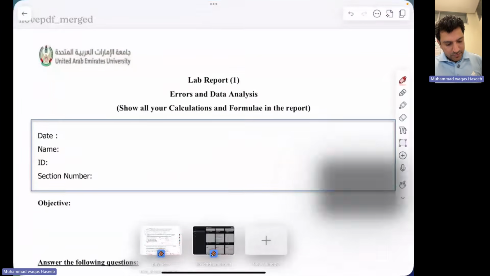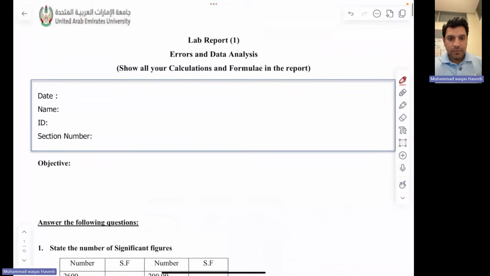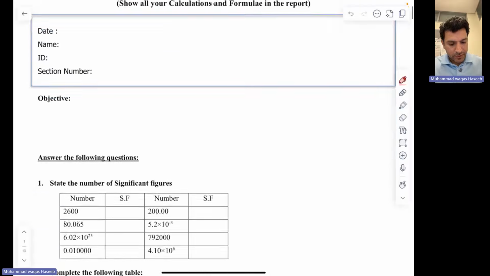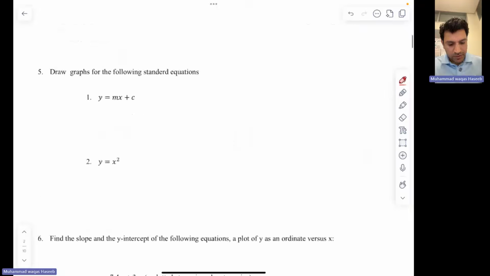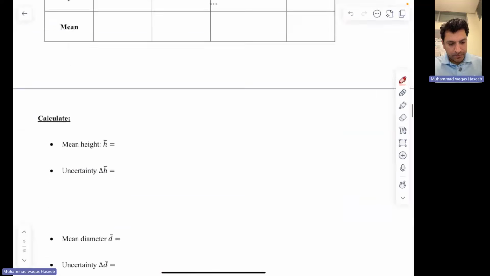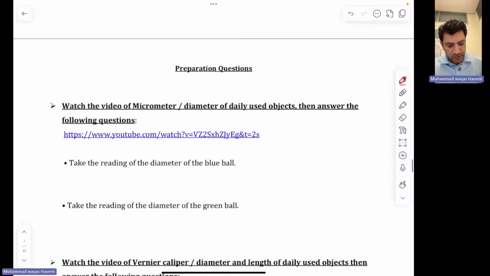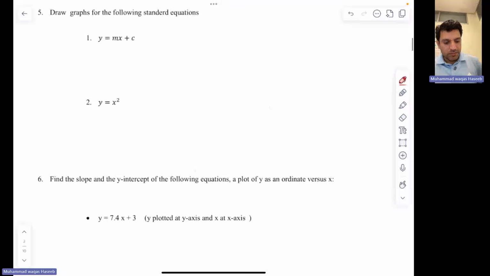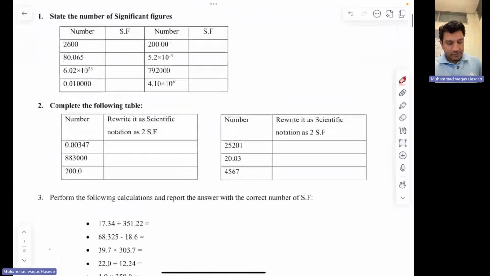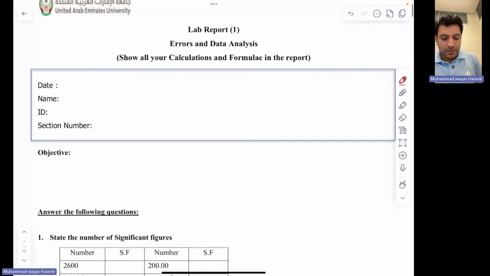So here are our lab reports. We're going to solve these lab reports and try to figure out what kind of things we wanted to discuss. These three lab reports you already submitted in your class. So let's discuss it. For example, lab report one is based on errors in data analysis.